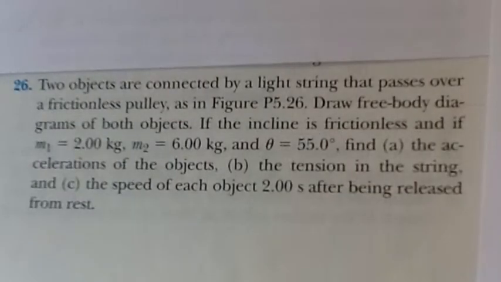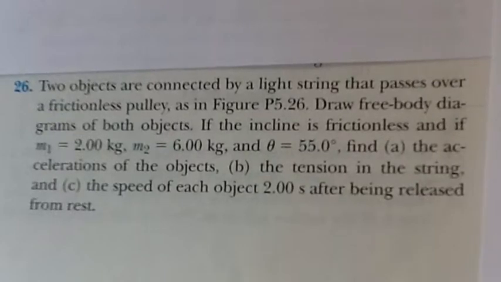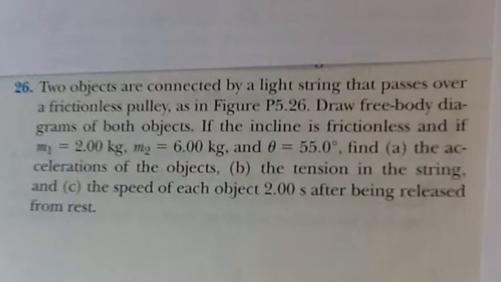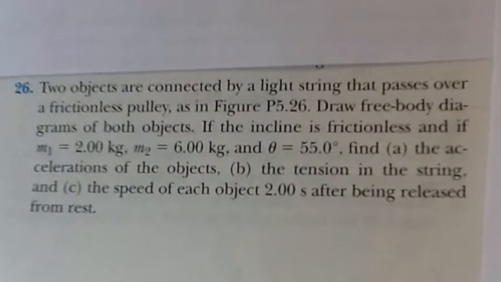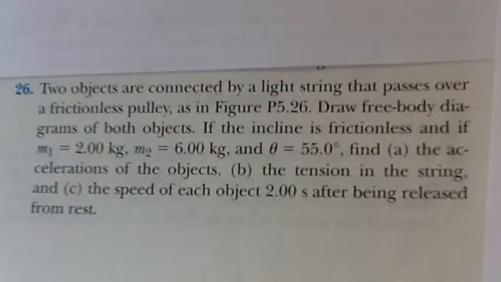Two objects are connected by a light string that passes over a frictionless pulley, as in figure 5.26. Draw free body diagrams of both objects. If the incline is frictionless, and if m1 equals 2 kilograms, m2 equals 6 kilograms, and theta equals 55 degrees, find A, the accelerations of the objects, B, the tension in the string, and C, the speed of each object 2 seconds after being released from rest.